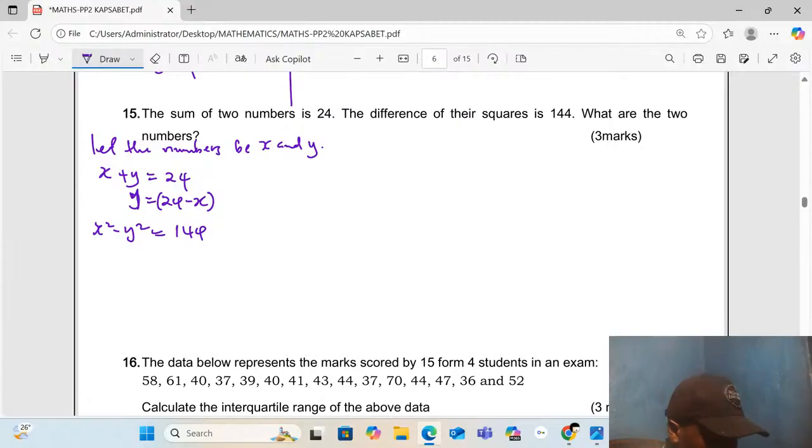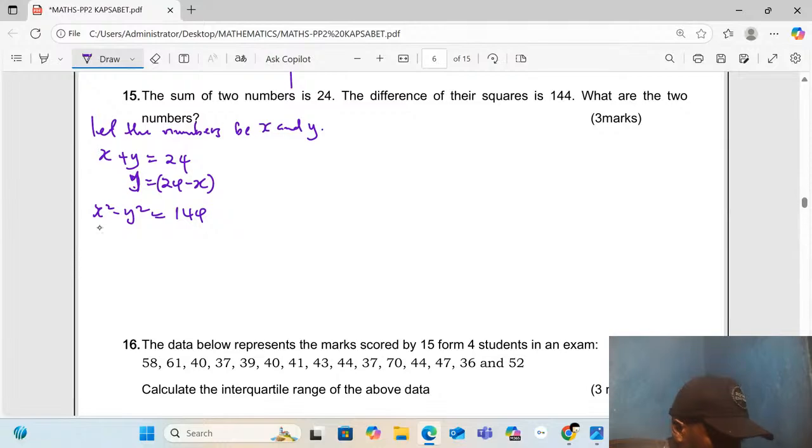X squared minus y squared equals 144. But we know the value of y. Y is equal to 24 minus x. So we can replace that so that we find the values of x. So x squared minus y squared means we have x squared minus (24 minus x) squared equals 144.